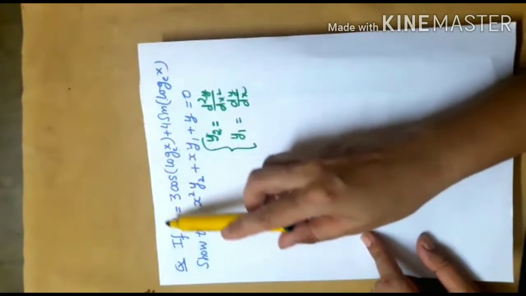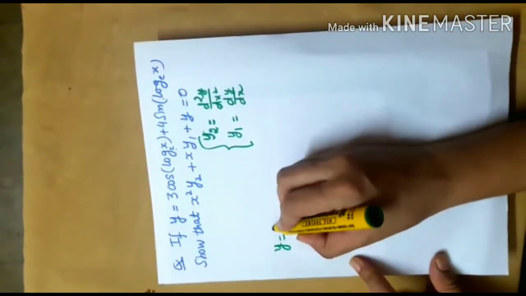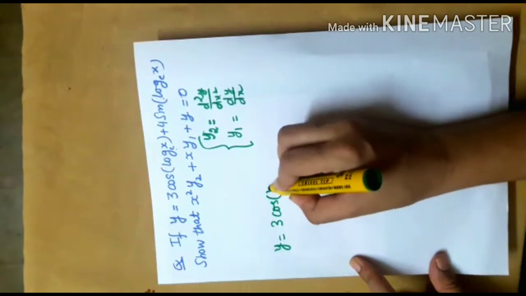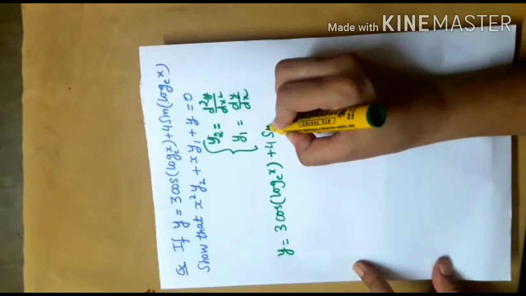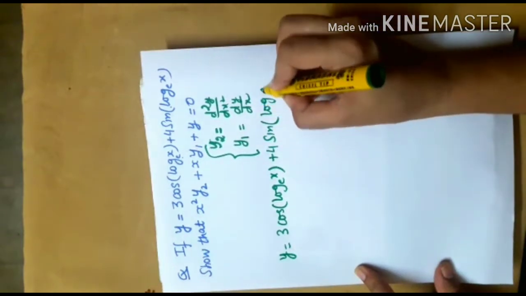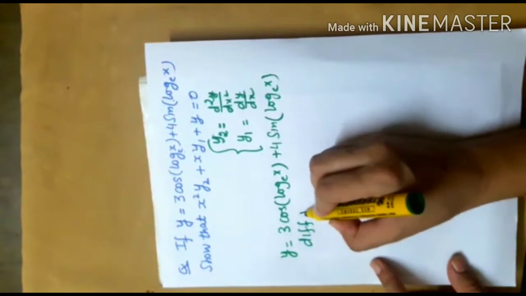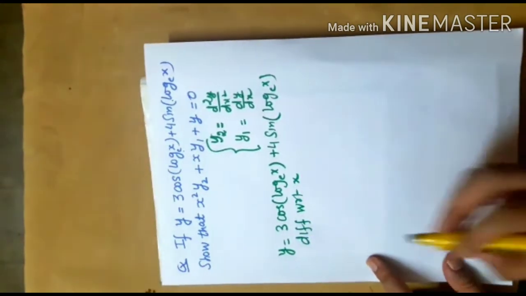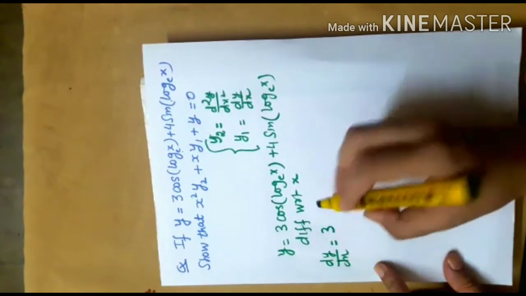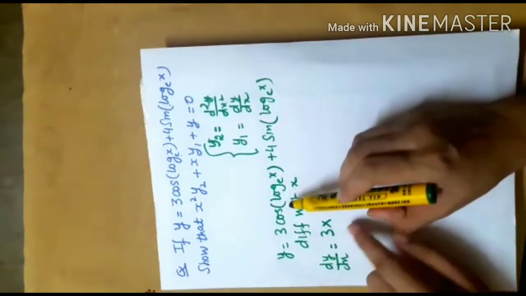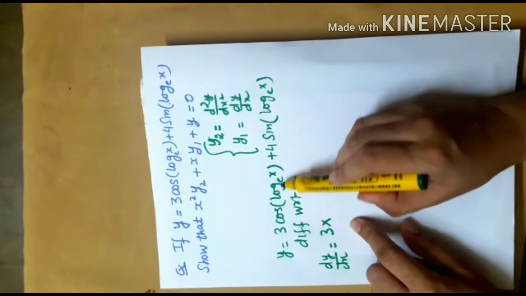So to get that, I'll differentiate this function. So here y is equal to 3 cos log x to the base e plus 4 sin log x to the base e. I differentiate this with respect to x. Dy by dx, 3 into, I have to differentiate this and you can see it is a composition of cos x function and log x.